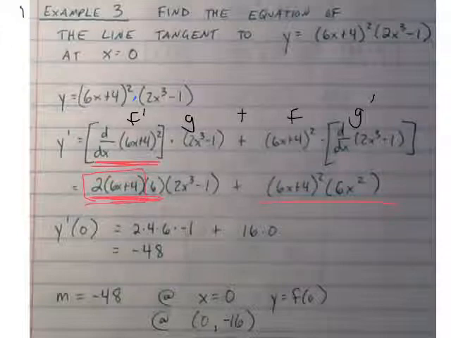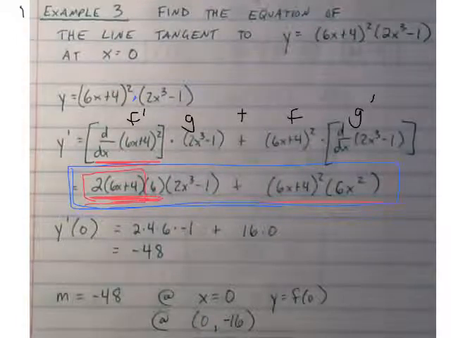So we have this long equation, which is our derivative, and there's no need to simplify this because if we just want to evaluate it at 0, we can plug 0 in for all of our x's. And I did that here. 2 times 0 times 6 times negative 1 plus 4 squared times 0. And all of that simplifies out to negative 48. So we now know that at 0, the slope of our tangent line is negative 48.